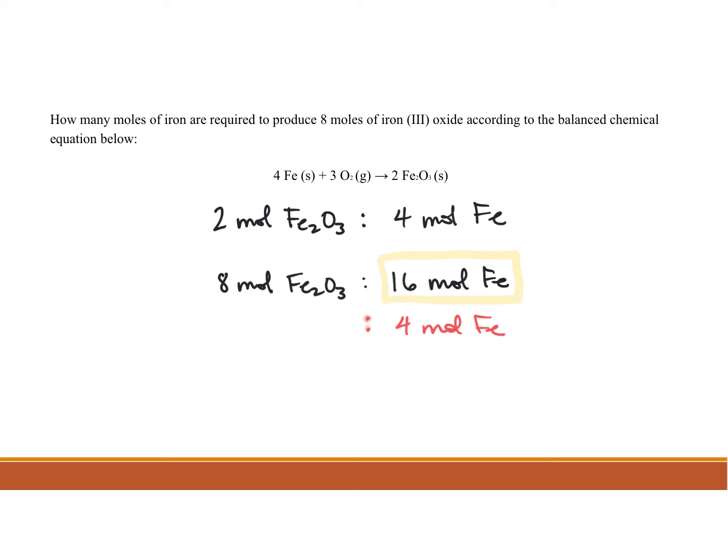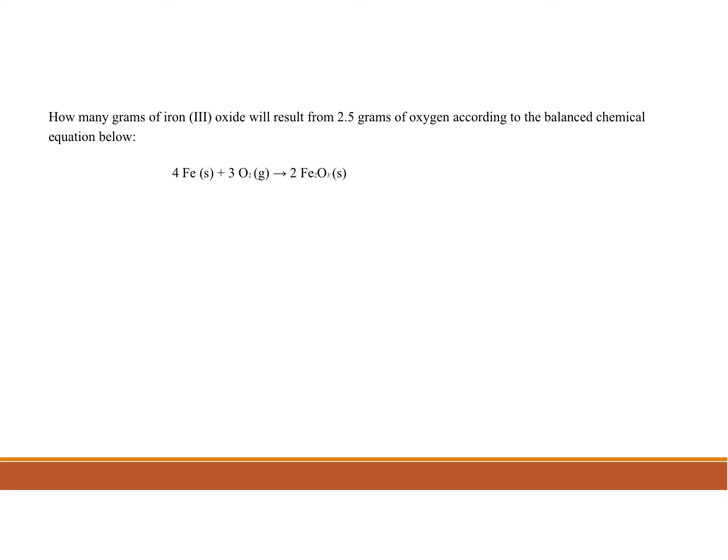Okay, so let's look now at sample problem C. And we're going to add the grams in here at this point. How many grams of iron(III) oxide will result from 2.5 grams of oxygen according to the balanced chemical equation below? This would be a good way to show your work. You want to go to moles first, no matter what.